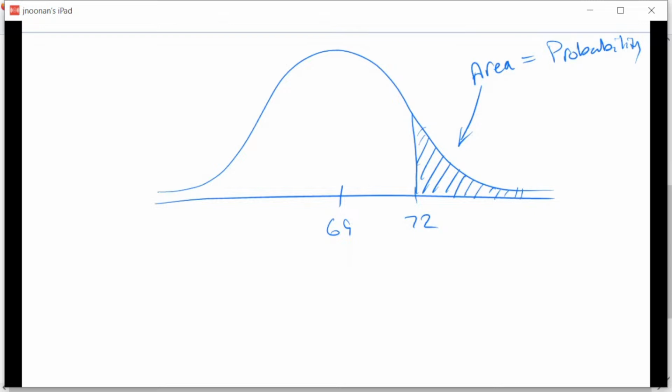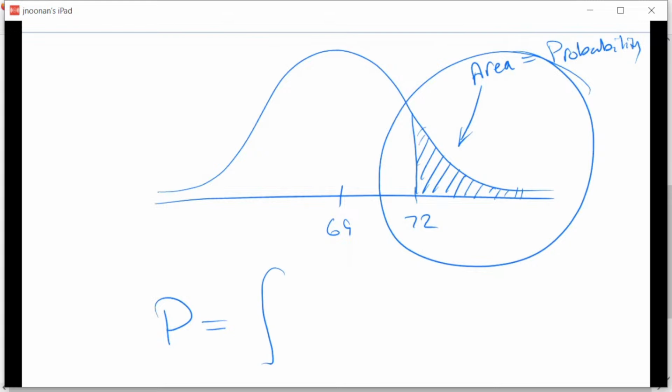Now you can see why we're interested in probability in the context of calculus too. We're going to be computing probabilities, and a probability is just an integral. So I would do this from 72 to infinity of whatever this function is. Okay, so that's the general idea.